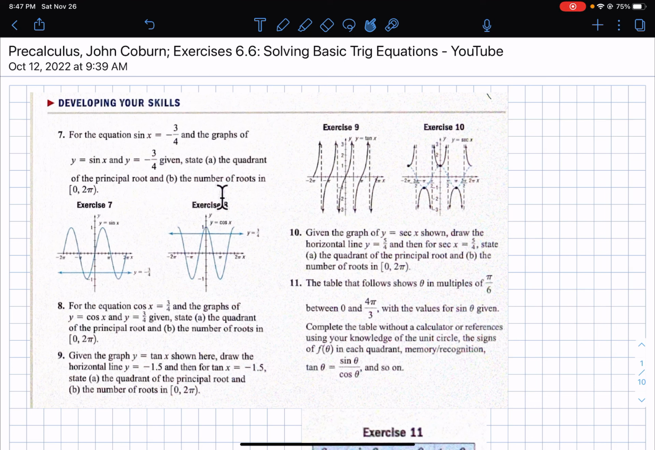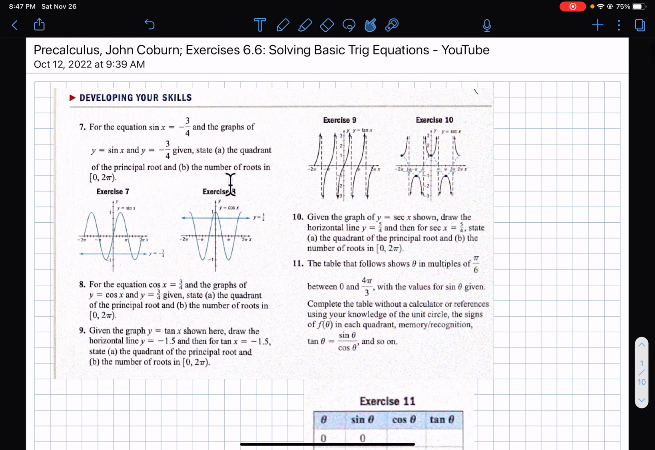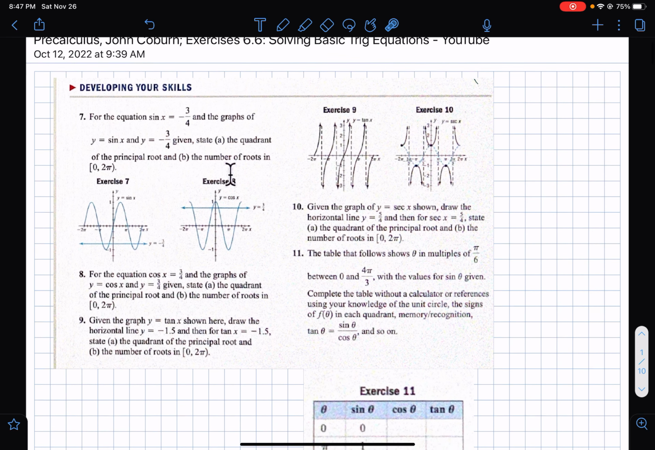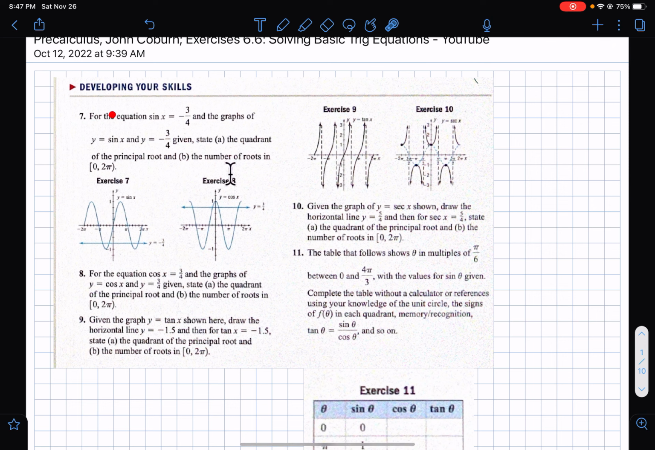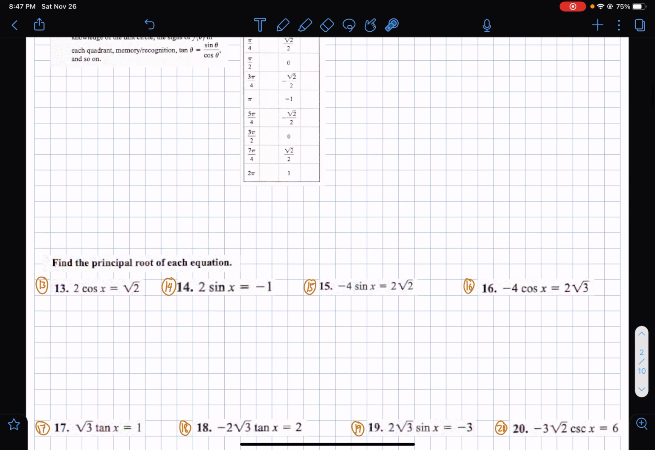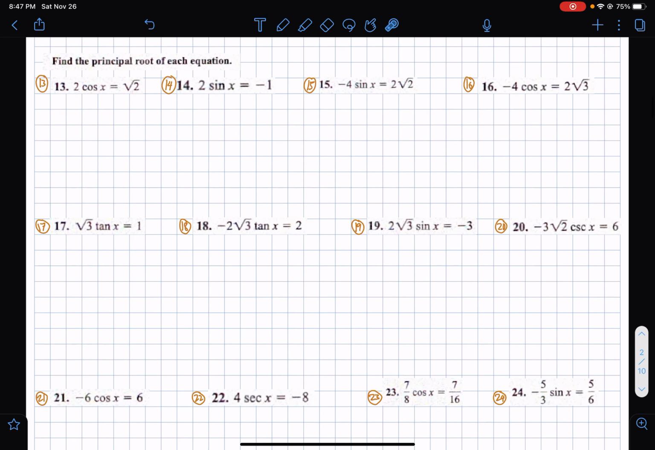This video will serve as a walkthrough for exercises 6.6 or 2.6 of Mr. John Coburn's Precalculus textbook. This chapter mainly focuses on solving basic trigonometric equations. So let's get started. I will be teaching you how to solve certain problems, but not everything will be taught, and that would already include numbers 7 to 11, 12. So we'll start at number 13.